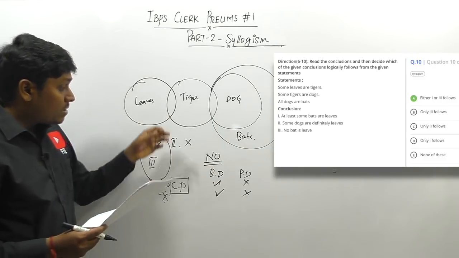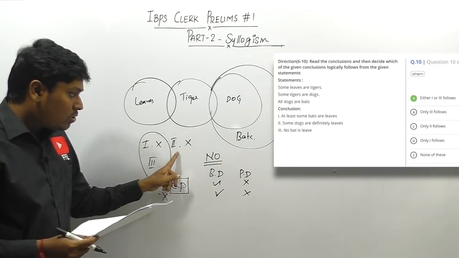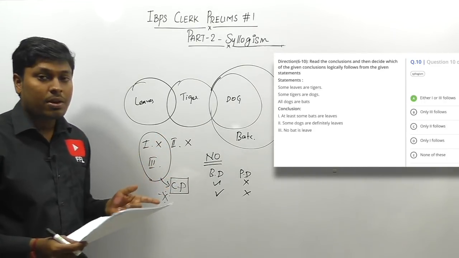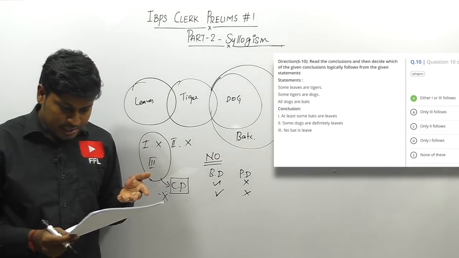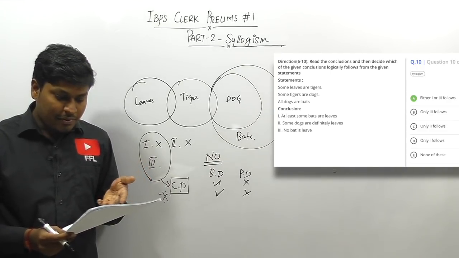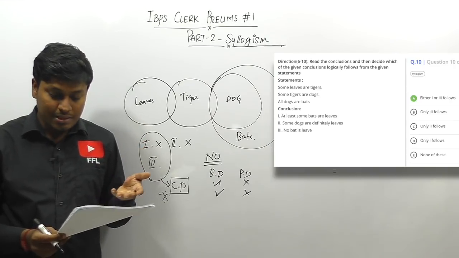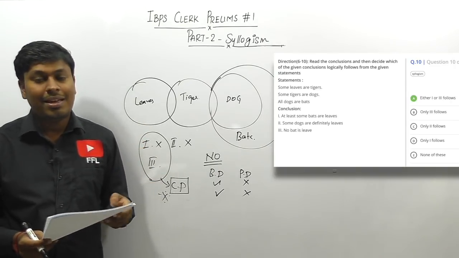So finally, for this question number 5, conclusion 2 is completely wrong. Conclusion number 1 and conclusion number 3 are an either-or pair. Just look at the options, right? Either 1 or 3 follows, which is option A. So we got the answer: either 1 or 3 follows. So we can say that option A is true.